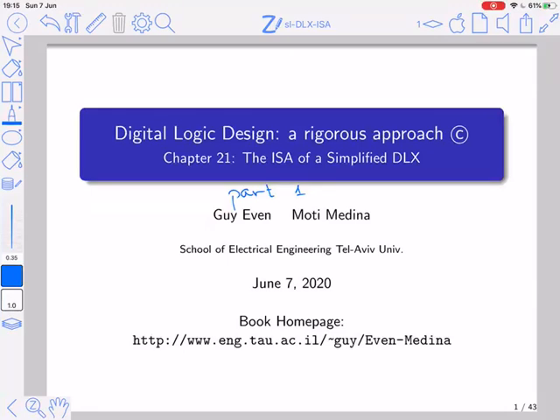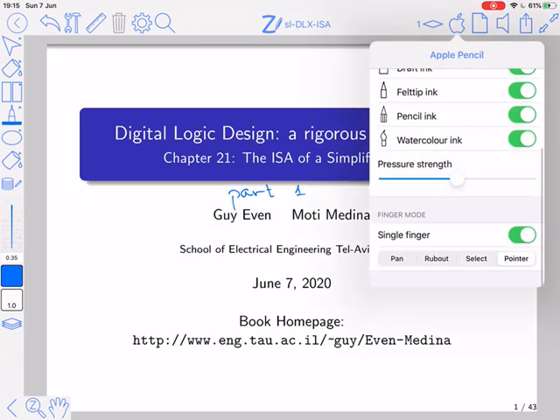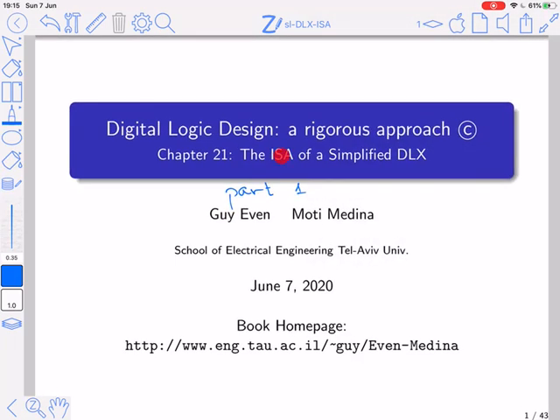Welcome to Chapter 21 on the ISA of the simplified DLX. I'll explain what ISA stands for and what DLX stands for. So we have here two terms, ISA, Instruction Set Architecture, and DLX, which is a name of a simple microprocessor architecture.